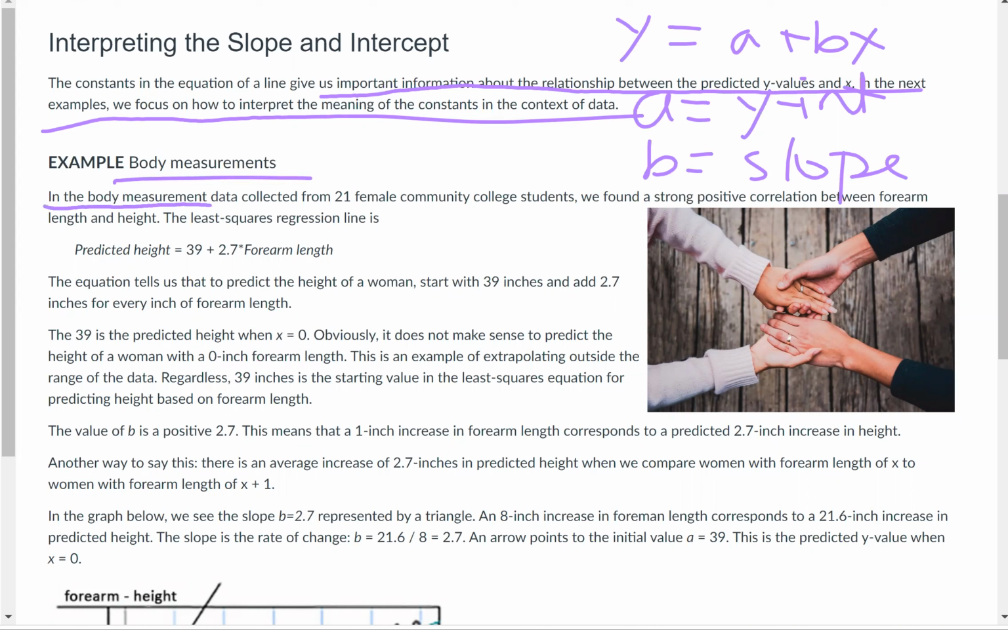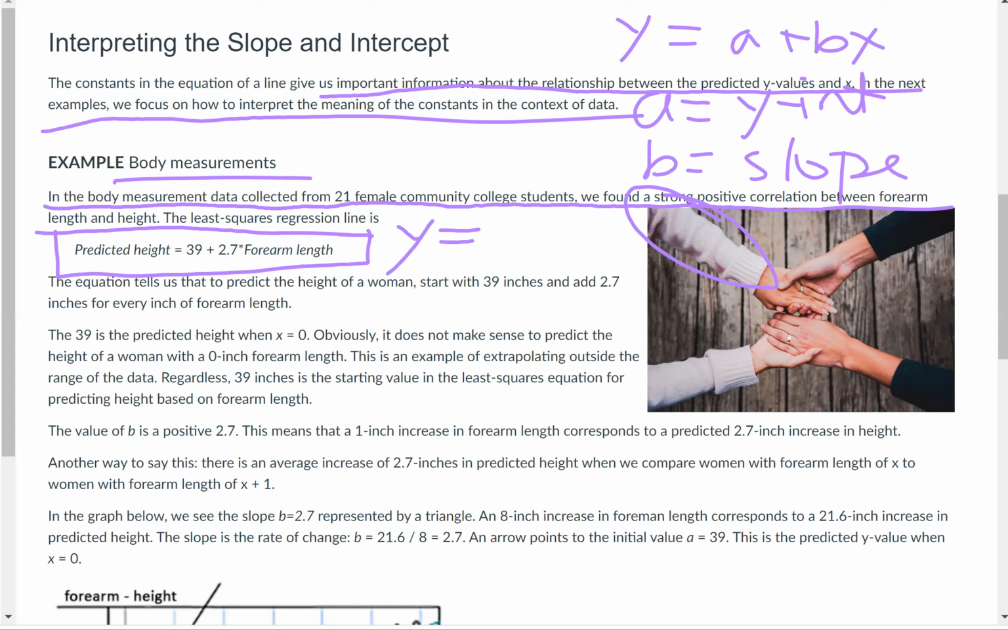In the body measurement data collected from 21 female community college students, we found a strong positive correlation between forearm length, I guess this length here, from your wrist to your elbow maybe. The least squares regression line is here. Predicted height equals 39, so y is your predicted height, 39 is your value of A, plus your value of B, which is 2.7, times your forearm length, which is x.